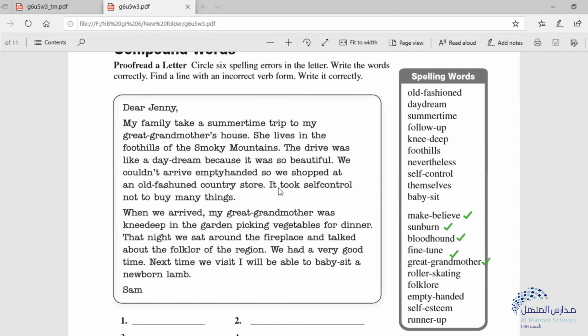So this is all we have for this page and for this session, for this topic also.